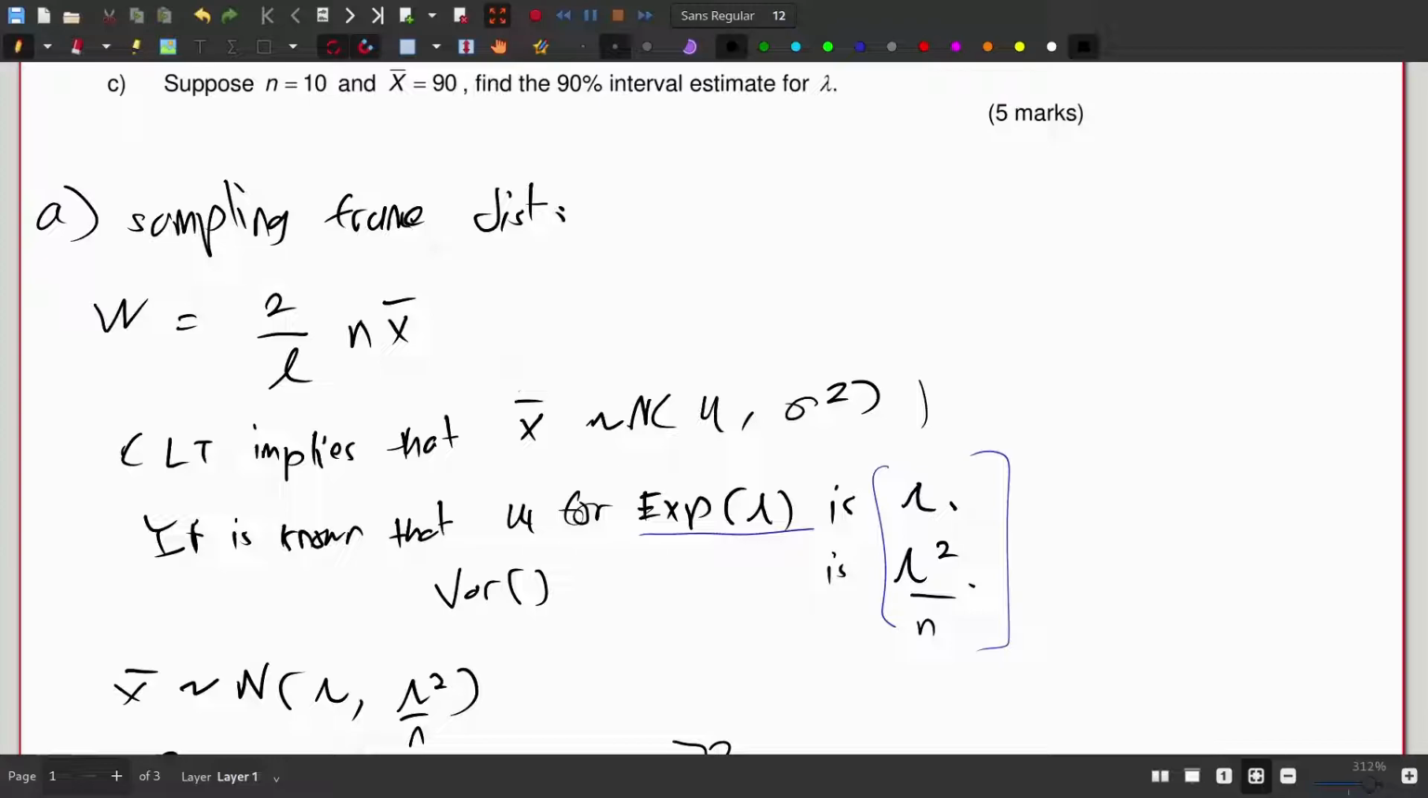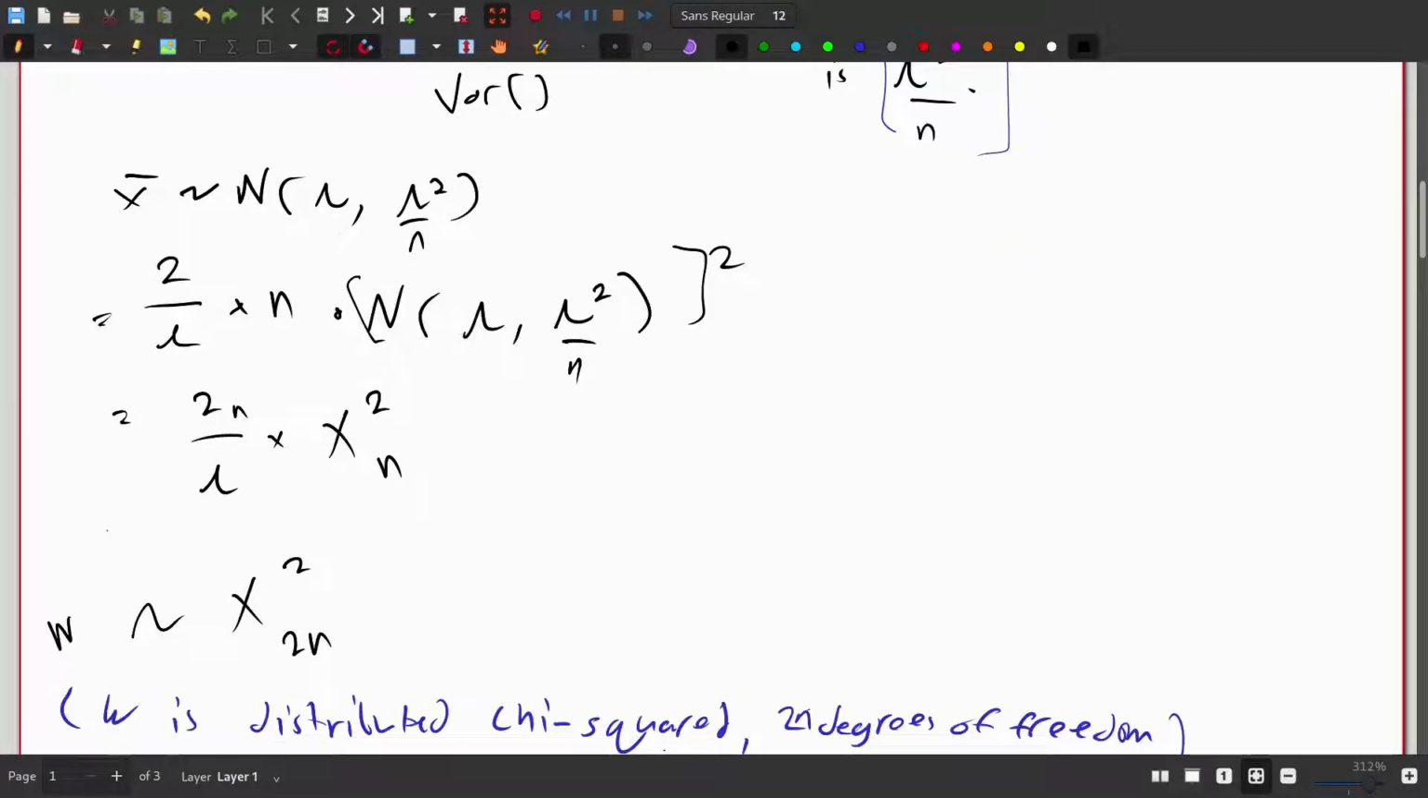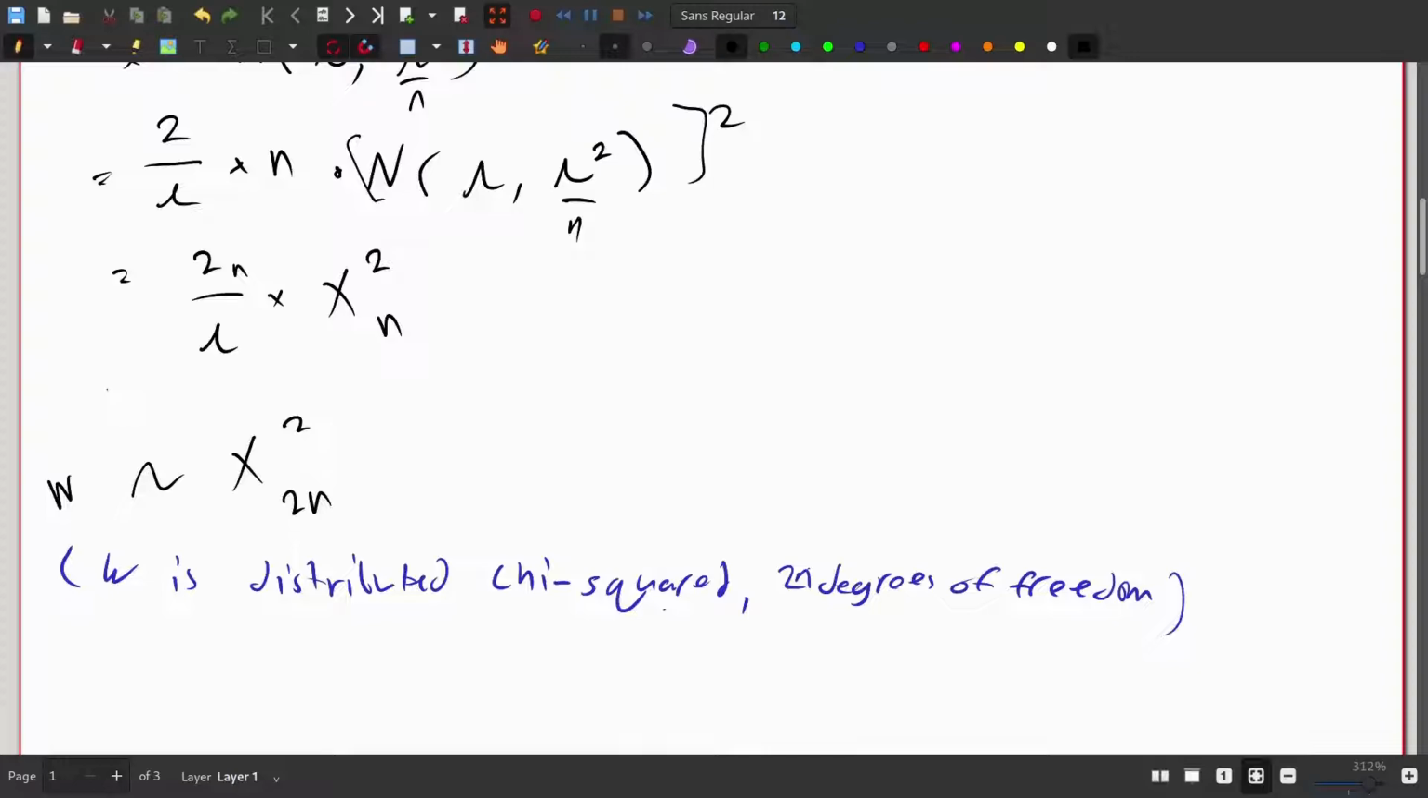So what we do is we just copy in those values for mu and for variance over here. Once we know that, we will be able to find that x bar must be normally distributed with lambda and lambda squared over n. Once we work through that math, we will end up with W is chi-squared with 2n degrees of freedom.